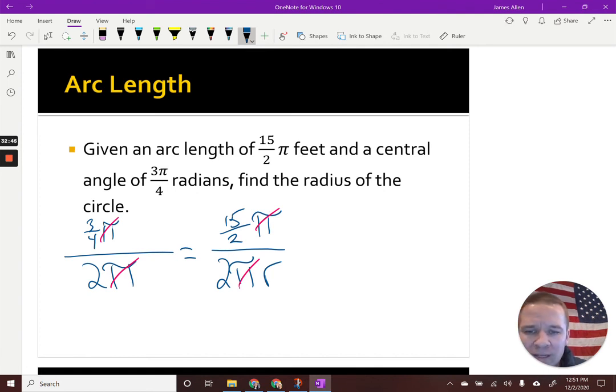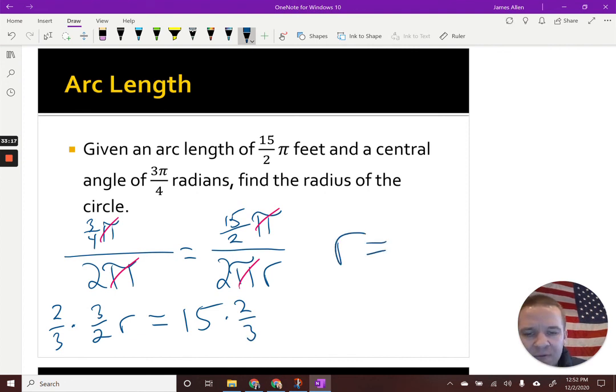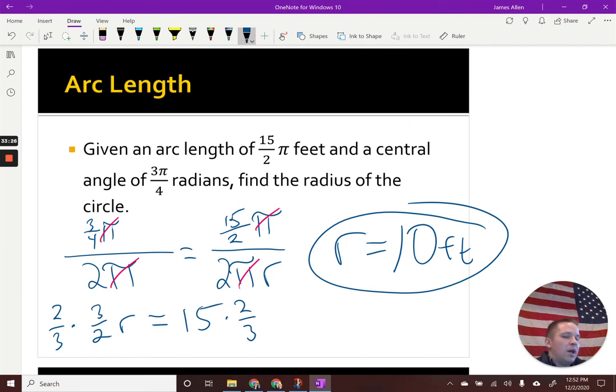So I've got 3 over 4 times 2r. That'd be 6 over 4. Yep, cool, awesome. And I can reduce that to 3 over 2. Why don't I do that? Lovely. And then that equals 15 over 2 times 2. Well, that's just going to reduce down to 15. And then I'm going to divide by 3 over 2, which is the same as multiplying by the reciprocal of 2 over 3. And when I reduce that, 15 over 3 gives me 5. 5 times 2 is 10, so I have a radius of 10 feet.